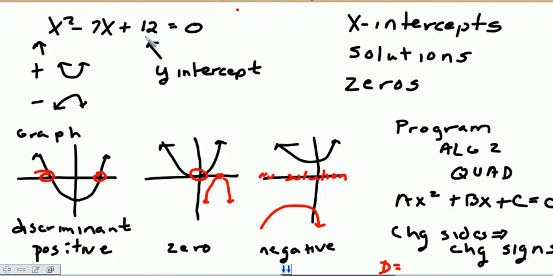Another reminder that anytime you're dealing with a quadratic or any sort of polynomial, whatever you have here on the end as the constant is the y-intercept. So this crosses the y-axis at y is equal to 12. Important thing about quadratics is finding the x-intercepts, the solutions, the zeros of the function.